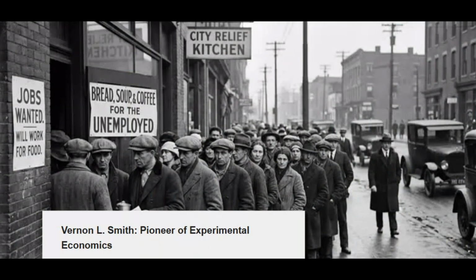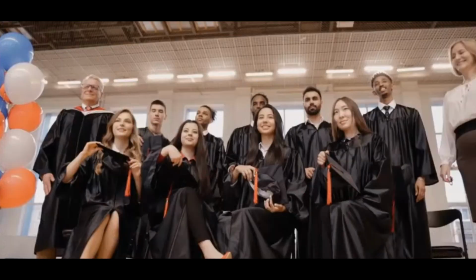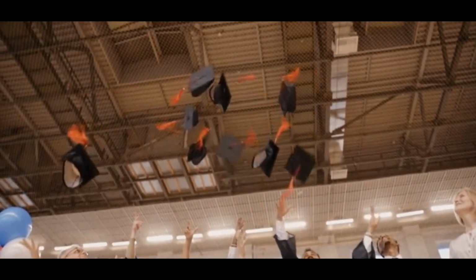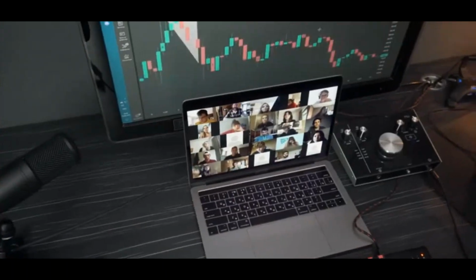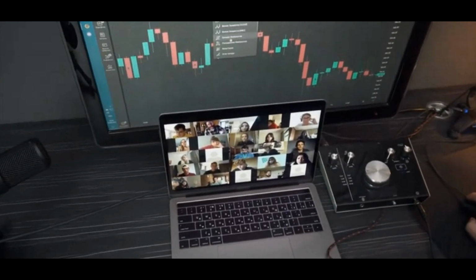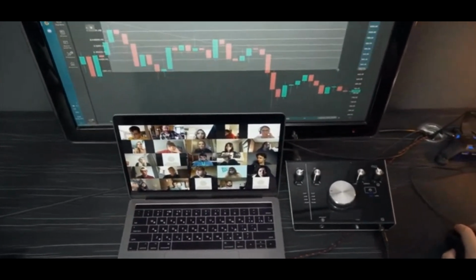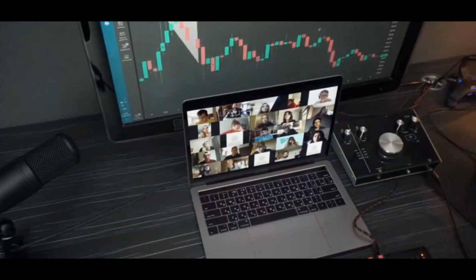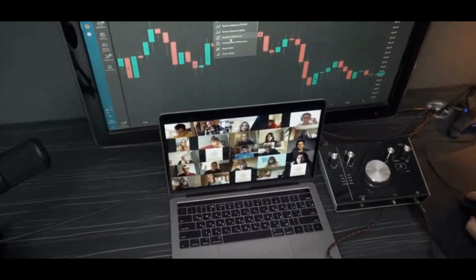Born in 1927 in Wichita, Kansas, Smith grew up during the Great Depression, an experience that would later fuel his curiosity about how markets function and sometimes fail. After earning his doctorate from Harvard University, Smith began his groundbreaking work in the 1950s. At the time, most economists believed that laboratory experiments were impossible in economics because human behavior was too complex and unpredictable to study in artificial settings.